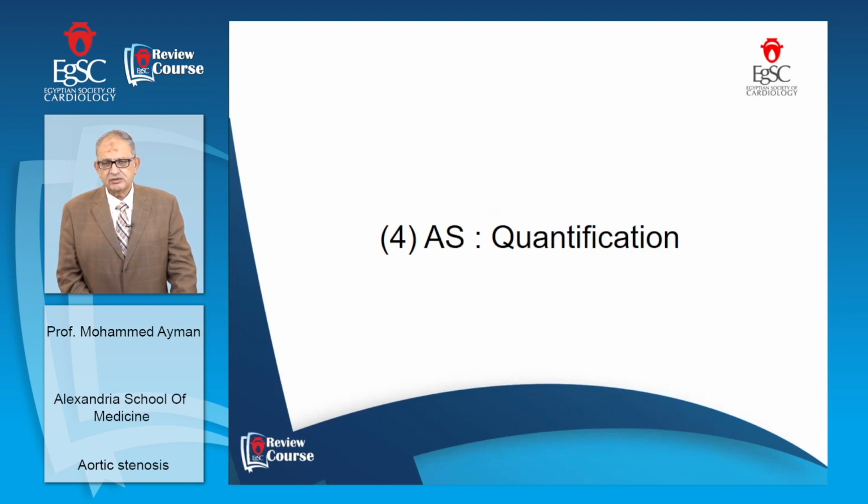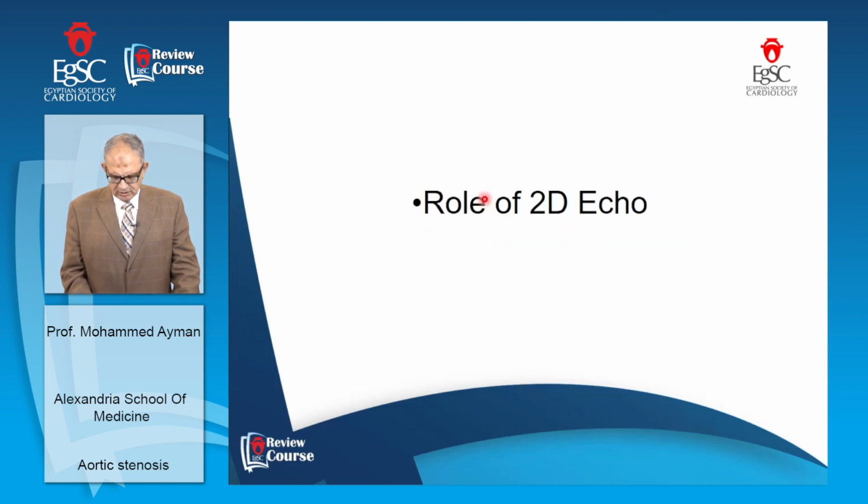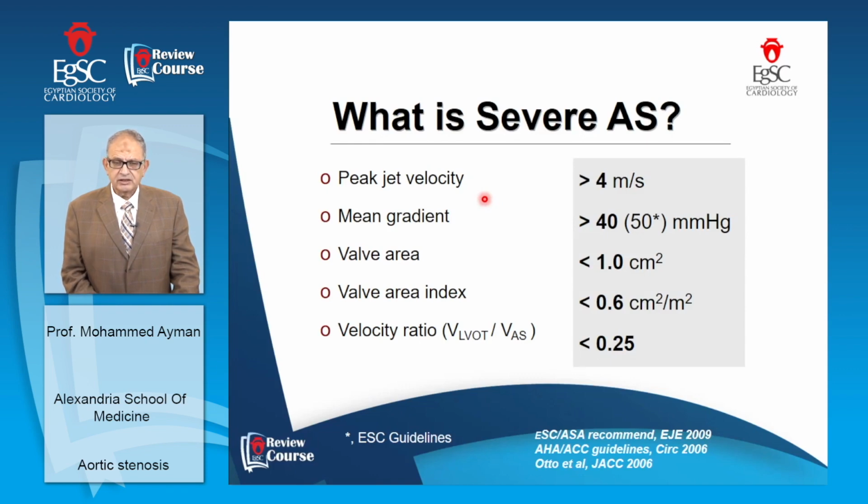Then how to assess the severity of aortic valve stenosis? I mean the quantification of aortic stenosis. Echo is the gold standard for assessment of severity of aortic stenosis. We have here the criteria for severe aortic stenosis. AS is considered severe whenever the peak jet velocity is more than 4 meters per second, or the mean gradient is more than 40, the valve area is less than 1, or the indexed valve area is less than 0.6 square centimeters per meter square, or the velocity ratio is less than 0.25.